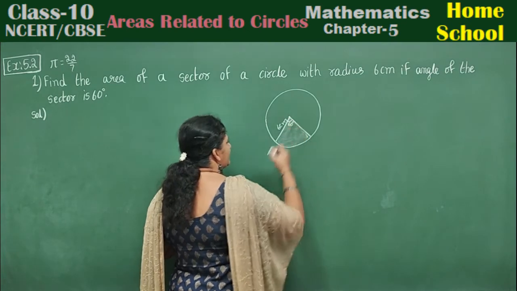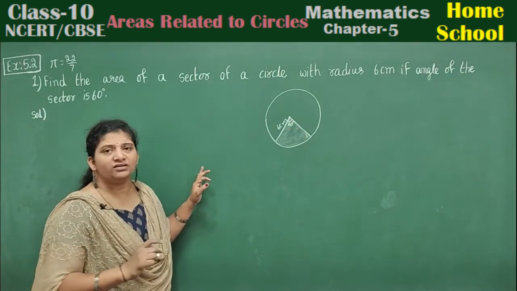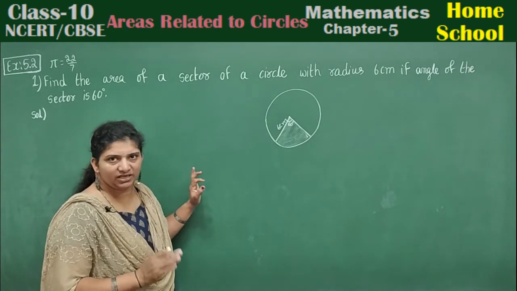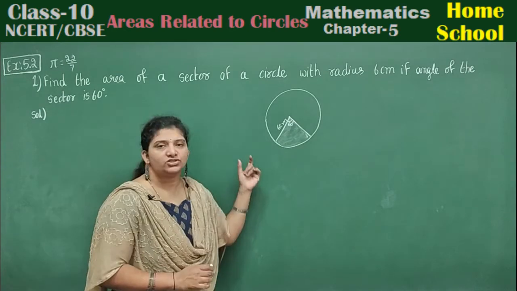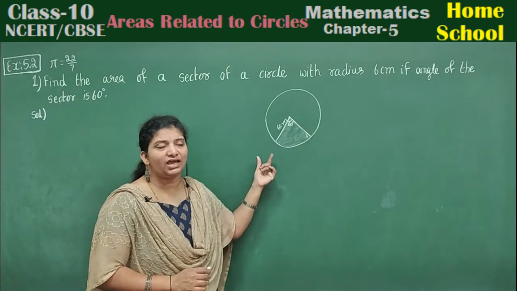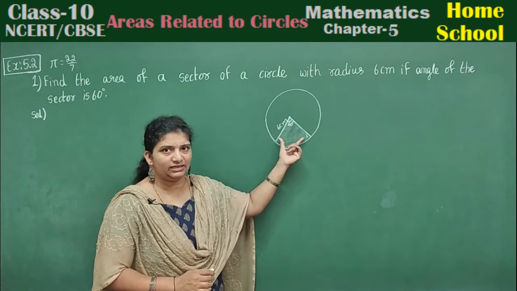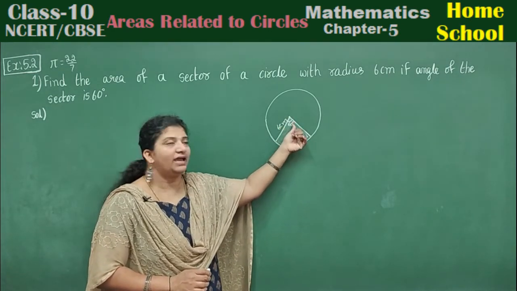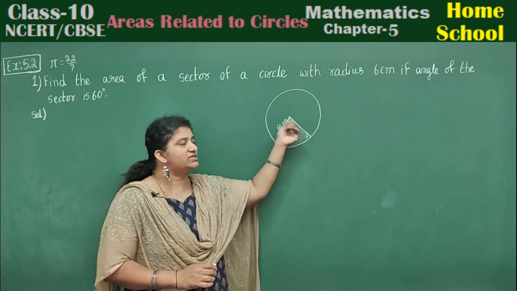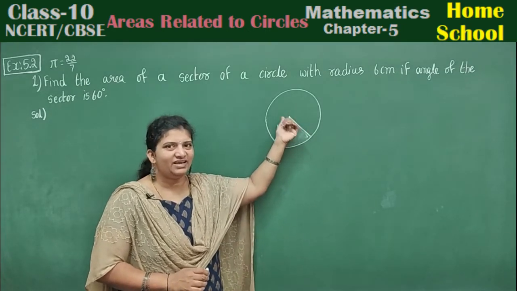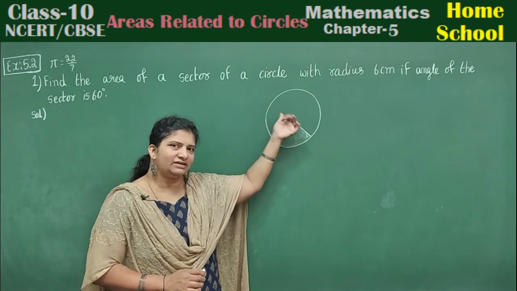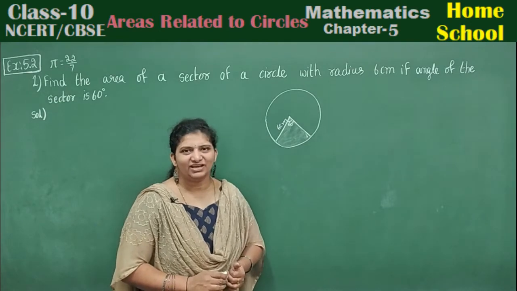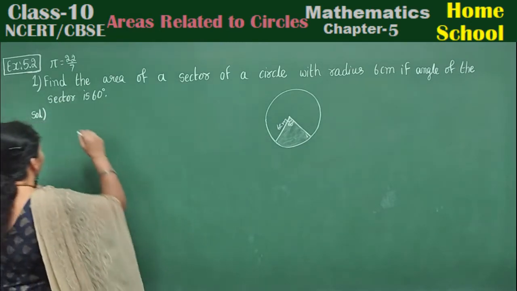So like this, you should understand carefully, children, whether the sector is a minor sector or a major sector. You should observe carefully by seeing the angle. What's your problem here? Find the area of a sector of a circle. This is a sector, the radius is 6 centimeters, and the sector angle is 60 degrees. And what is this complete angle? 360, right? Then what will be the angle in the major sector? 360 minus 60, it will be 300. Okay, so let's start our solution.